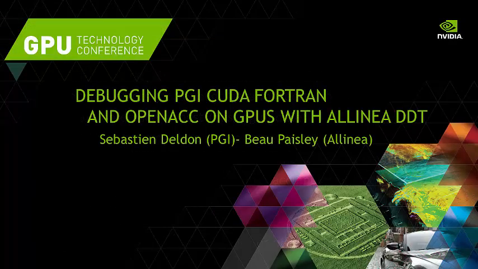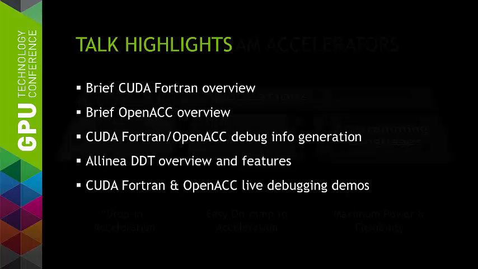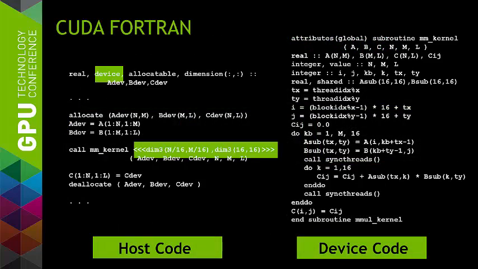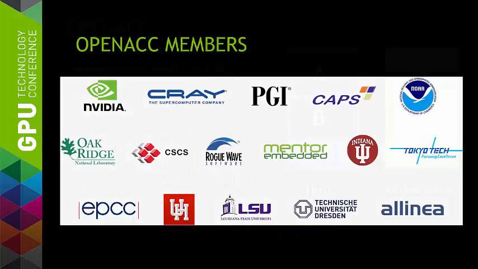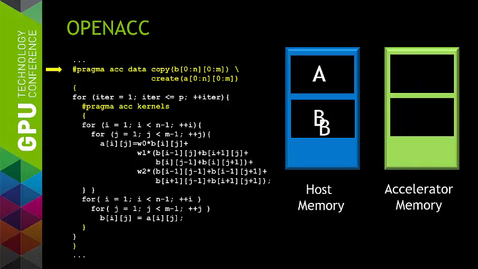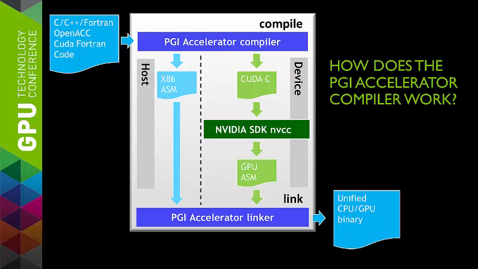So let's talk a little bit about debugging. This is at least partly a CUDA Fortran talk, and I'm going to skip over some of this because these are not my slides. We know about the three ways in CUDA Fortran and OpenACC. And here's the code that we generate.